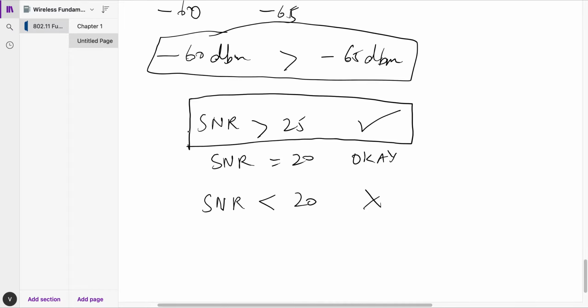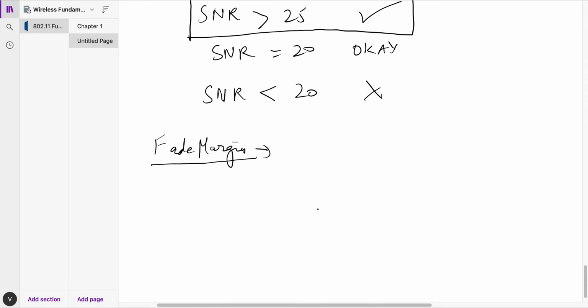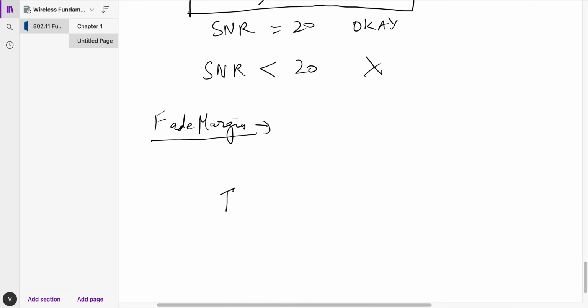Cool. Now, there is one more concept that you should know before we wrap the video up, which is called fade margin. Now, if my transmitter and receiver are here, and the receive sensitivity of my receiver is, let's say, minus 72 dBm, which means if I hear a signal beyond minus 72 or minus 73, minus 74, then I cannot decode what the transmitter was trying to say.